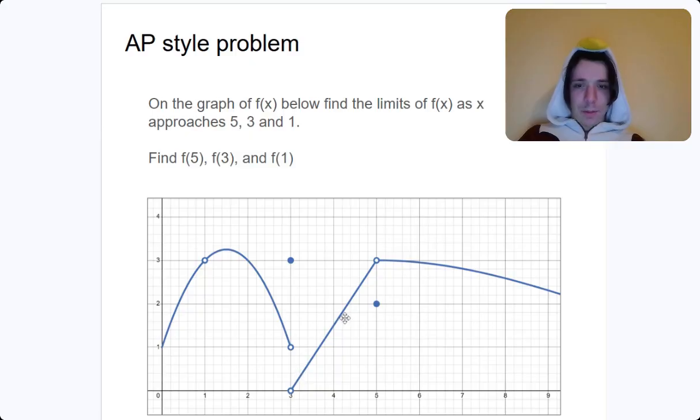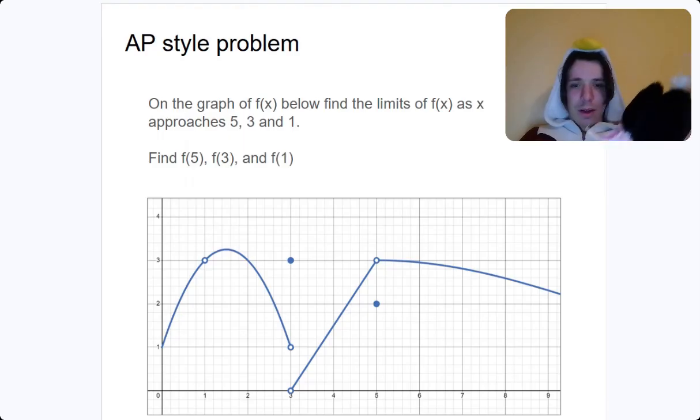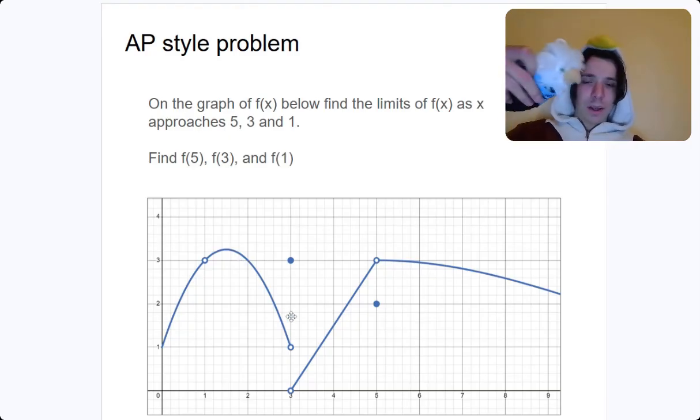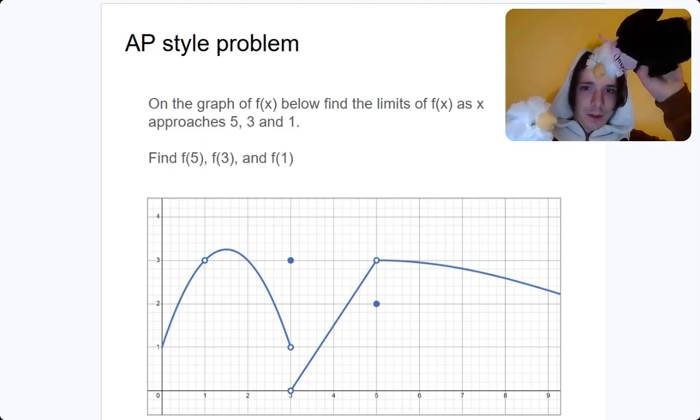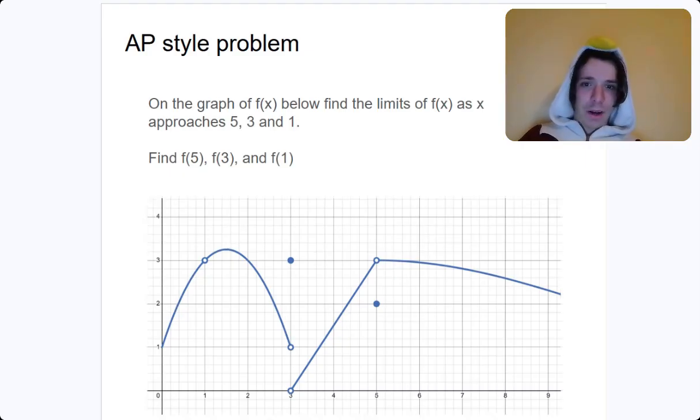Now, the limit of f of x as x approaches 3, Jackie's going to be flying from the right, going down, down, approaching 0. But then Shadow's going to be flying in from the left, and he's not going to go to 0. He's approaching 1. So the left and the right don't match, and that means the limit does not exist. And with this one, they're both approaching the same value. Shadow from the left, Jackie from the right, both getting really close to 3.